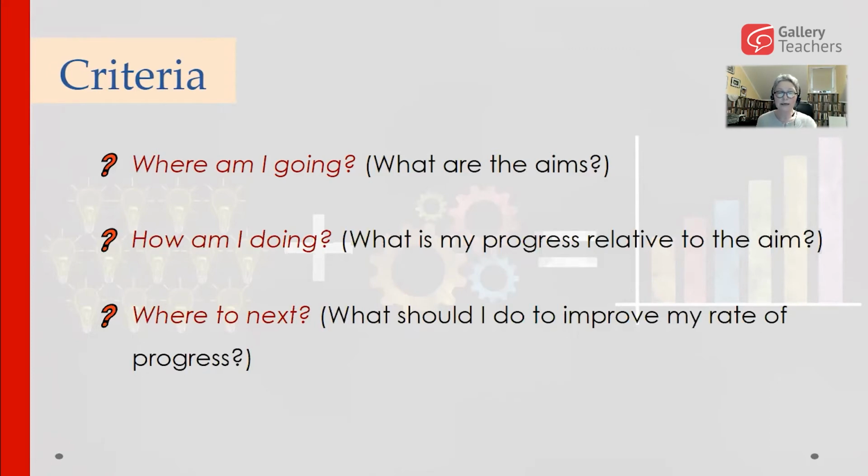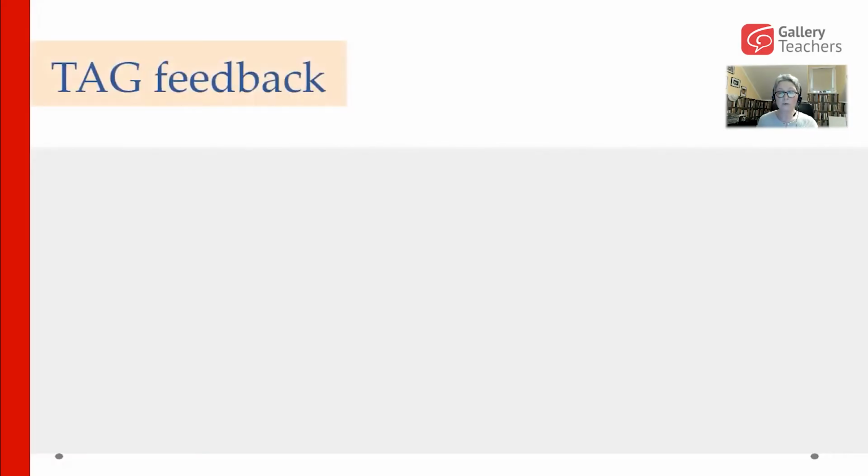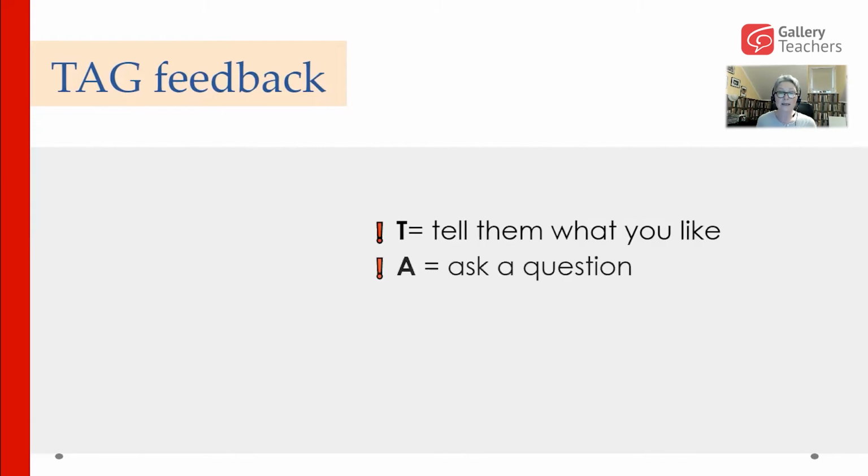When we talk about criteria, there is a feedback format which is very successfully used in mainstream education, and it's called TAG or TAG feedback, where T is for tell them what you like, A is for ask a question, and G is for give a suggestion. And if you look at the TAG feedback, this is really about defining what is good, tell them what you like, clarifying, ask a question, and drafting a way forward, give a suggestion.